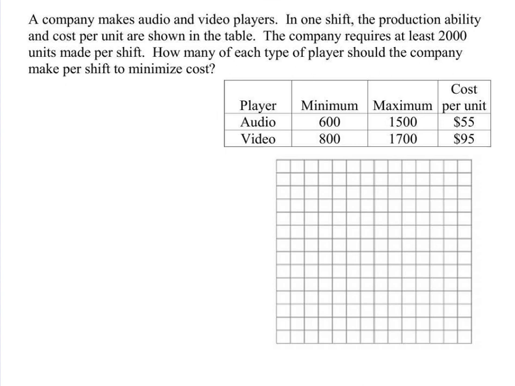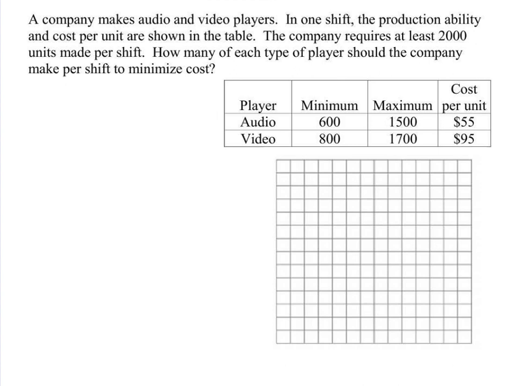Okay, brand new problem. If you need to take a break or something and cry a little bit, that's okay. You can do that. But then come right back and do this problem. A company makes audio and video players. In one shift, the production ability and cost per unit are shown in the table. So rather than a shirt with a price tag on it, this time we just have a table.